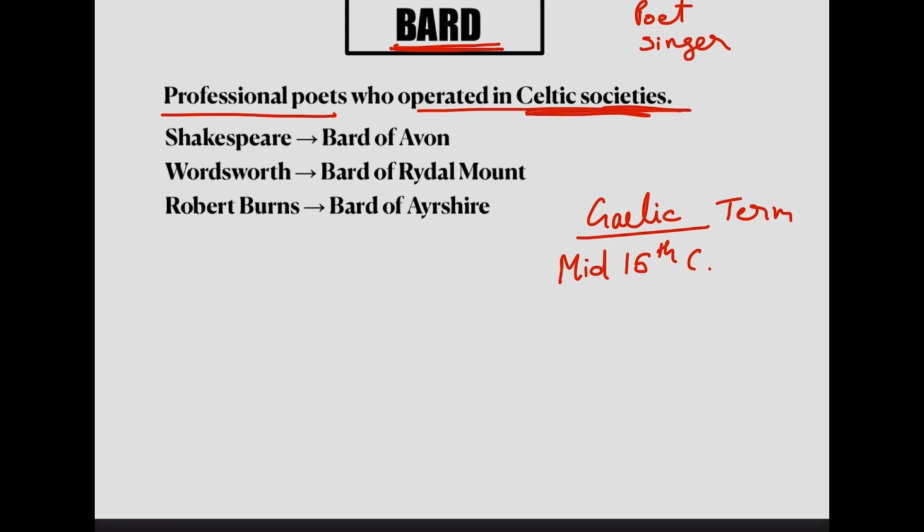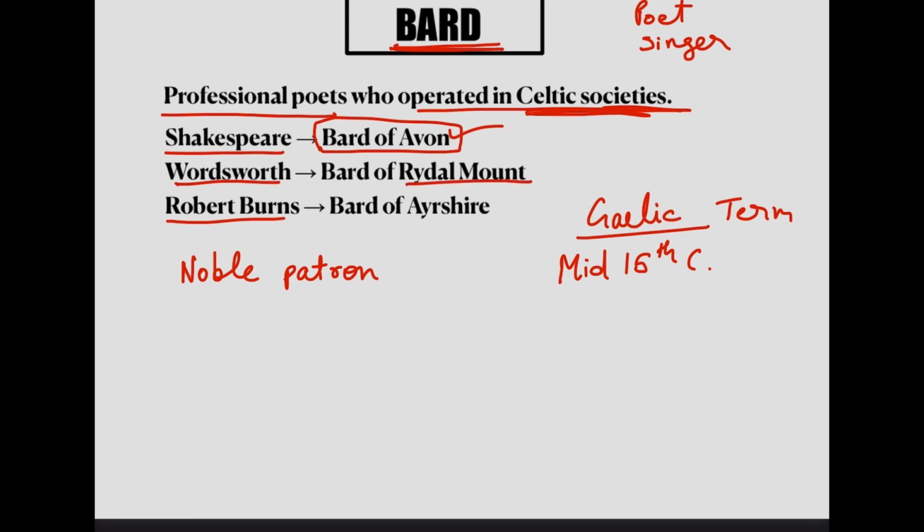He was an employee of a noble patron, a rich patron at Celtic times, and he provided poetic commemoration for their achievements. Some of the writers who are known as bards, Shakespeare was known as the Bard of Avon, right? Because he lived in Avon. These are the names of places where they were born or they were famous. Wordsworth was called the Bard of Rydal Mount, and Robert Burns was called the Bard of Ayrshire. That is it for Bard.